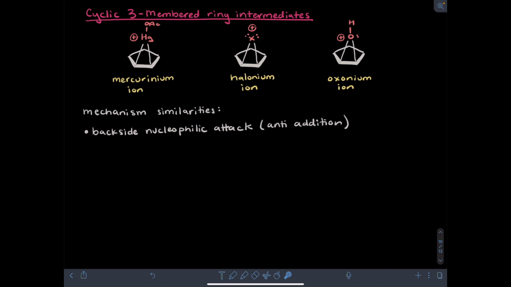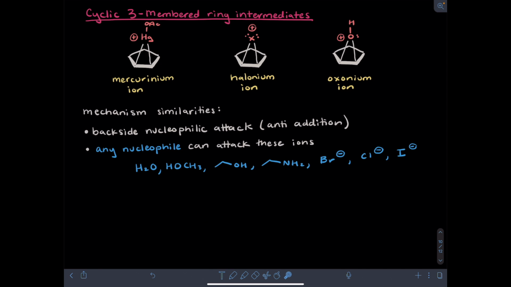One similarity in each case is that there is going to be backside nucleophilic attack and loss of leaving group to these intermediates. If the oxygen, halogen, or mercury is blocking the top half of the molecule, the nucleophile is forced to approach from below, giving you that anti-addition product.